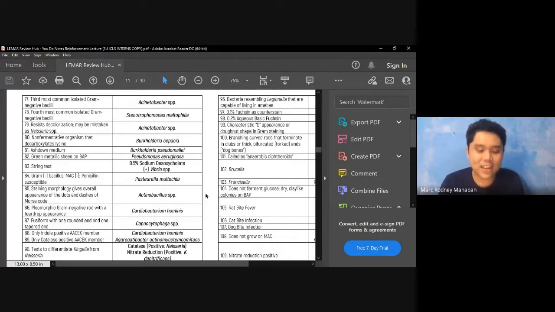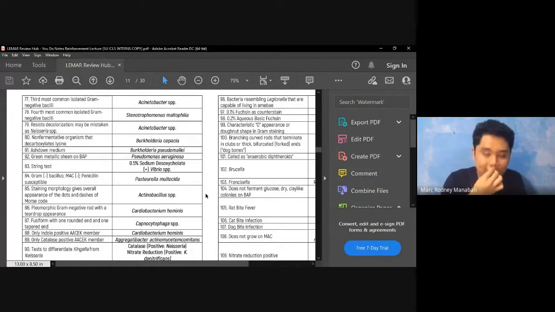Enterobacter. Very good. Okay. So again, green metallic sheen on blood agar plate, Pseudomonas aeruginosa. So depende yun sa culture media kung asa siya nagka green metallic sheen. Kung blood agar plate, you have Pseudomonas. Pero kung EMB, E. coli. Fish eye colonies on EMB, murag mata sa isda, that is your Enterobacter.